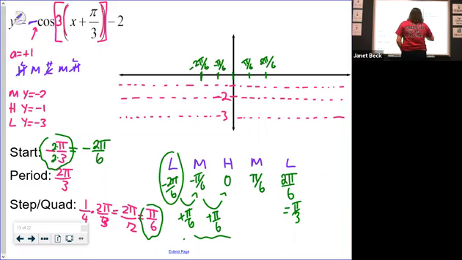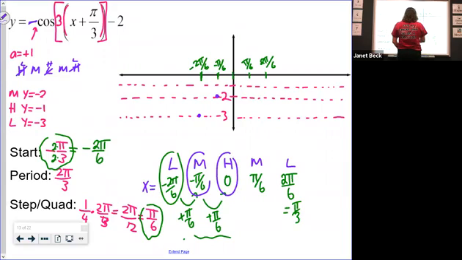So I'll do these points in blue. I'm starting on the low. I take a step to negative pi by 6, and I graph a point on the midline. I take a step to, these are x values, so x is 0. So it's not taking me to the origin, it's taking me to the high line. When x equals 0, y is on that high line.